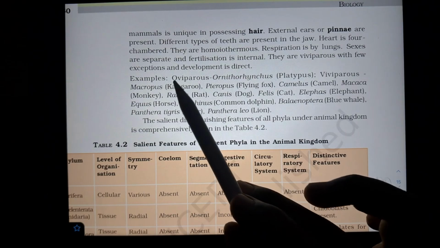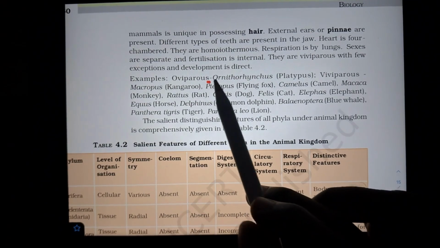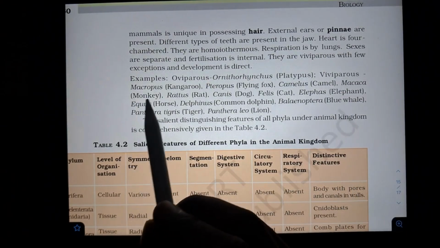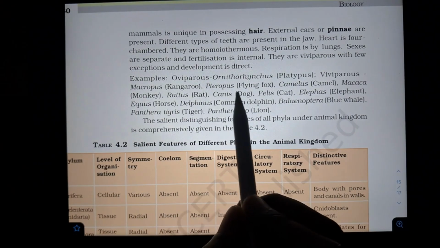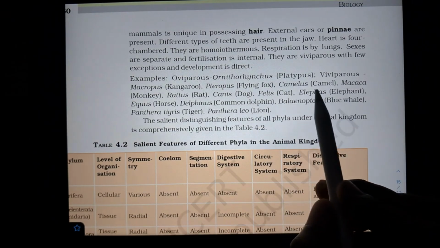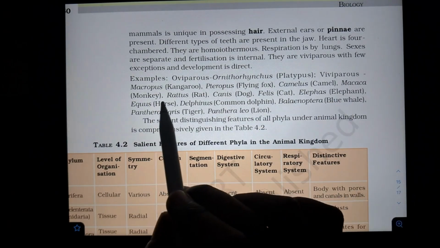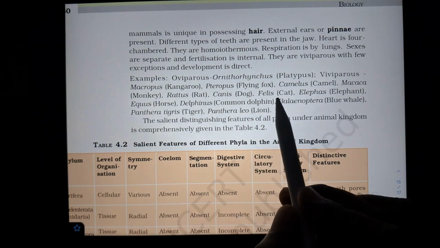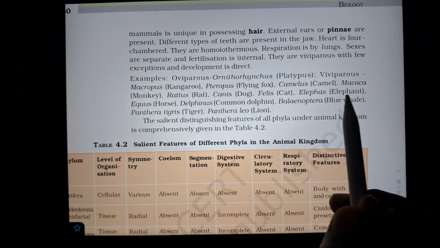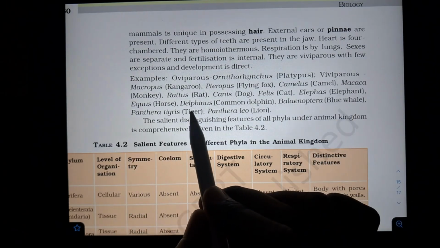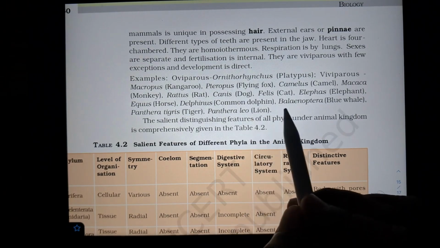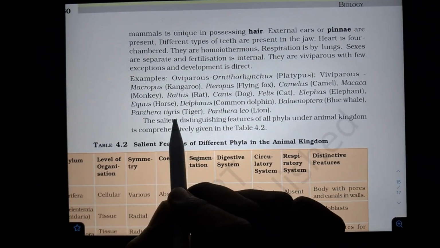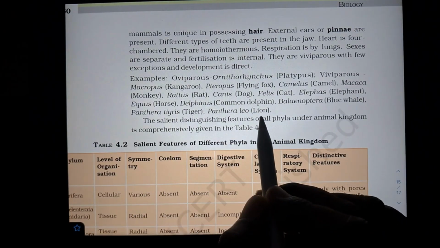Examples: the oviparous Ornithorhynchus, which is nothing but the platypus. And among viviparous ones: Macropus is kangaroo, Pteropus is flying fox, Camelus is camel, Macaca is monkey, Rattus is rat, Canis is dog, Felis is cat, Elephas is elephant, Equus is horse, Delphinus is common dolphin, Balaenoptera is blue whale, Panthera tigris is tiger, Panthera leo is lion.